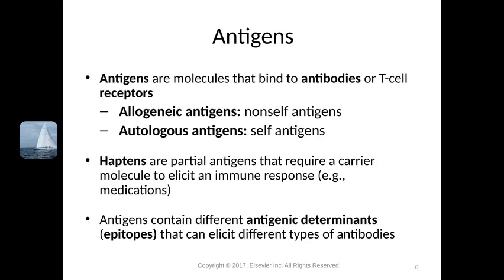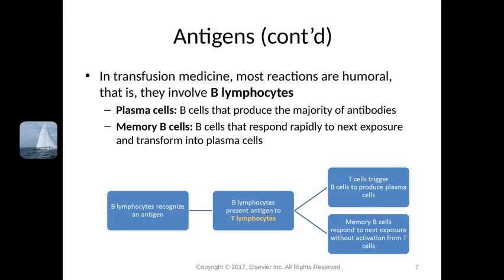We also have things called antigenic determinants, or epitopes. Antigens will have multiple determinant sites to be able to elicit different types of antibody responses. And you typically see, let me move to the next slide, I will elaborate a little further on the structure of an antibody in a minute.